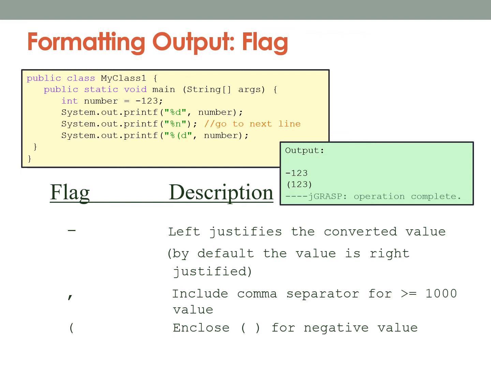We have int number equal to -123. System.out.printf %d, number will display the value -123. If we do system.out.printf %(d, number, it will display the value 123 inside the bracket without the negative sign.